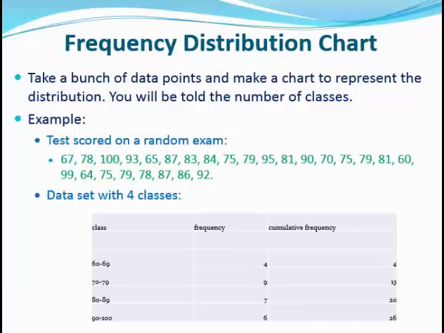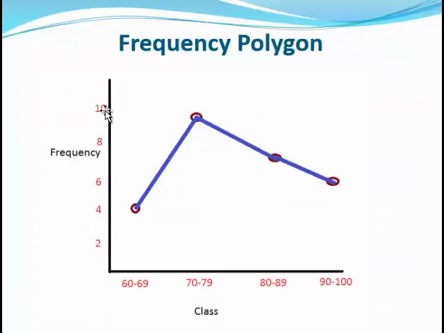Now in this case the frequency goes up to 10, that's why I used a frequency scale that went up to 10. If the frequency went up to 20, obviously I'd have to use a different scale. Instead of 2, 4, 6, 8, 10, I might have used 4, 8, 12, 16, 20. Either way, that is how to draw a graph.